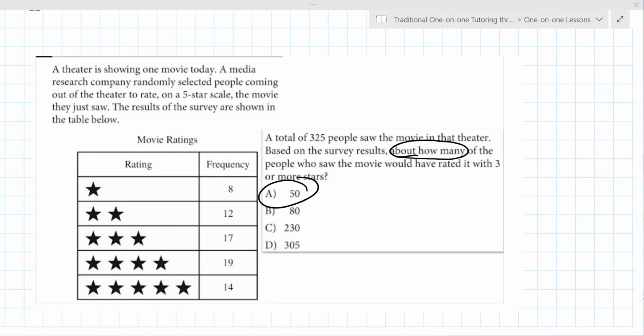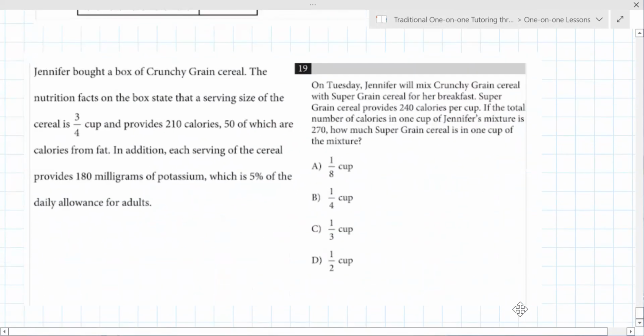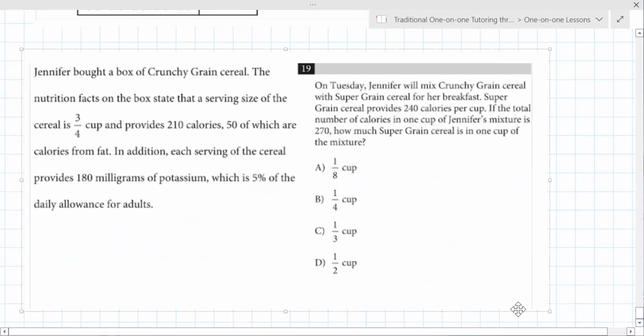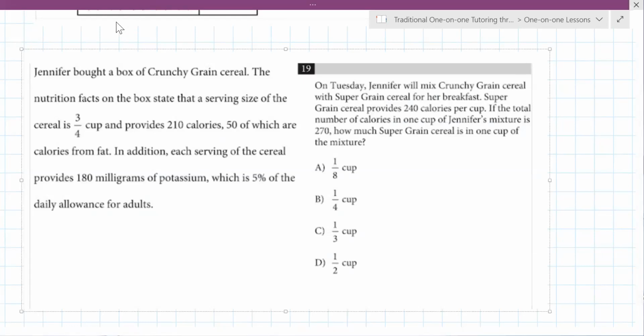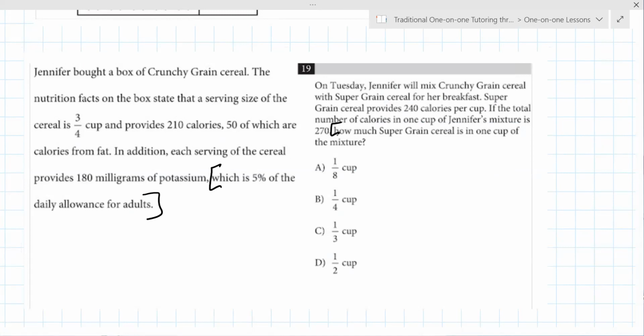Yeah, let's look at another one here. All right, Jennifer bought a box. I'm sorry, I'm doing the wrong thing. Which is 5% of the daily allowance for adults? I'm sorry, no, I don't know why that's there. Sorry, let's go over here to the right. How much super grain cereal is in 1 cup of the mixture?